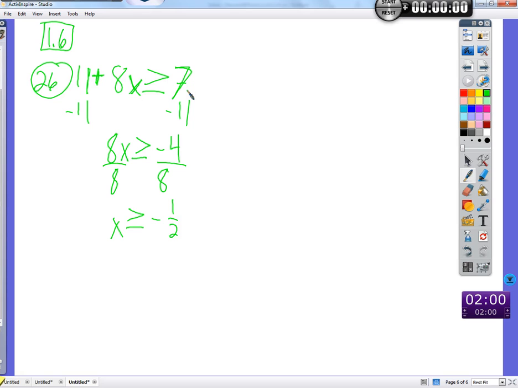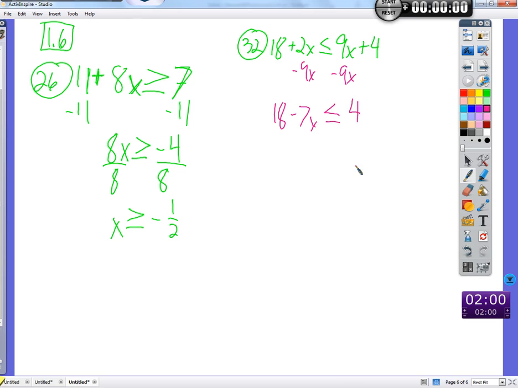So let's talk about that. 32. Let's say our first choice was to subtract 9x from both sides. Then we get 18 minus 7x is less than or equal to 4. Then we subtract 18 on both sides. So we get negative 14.